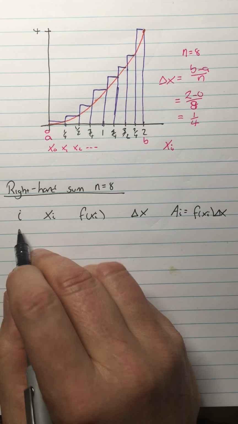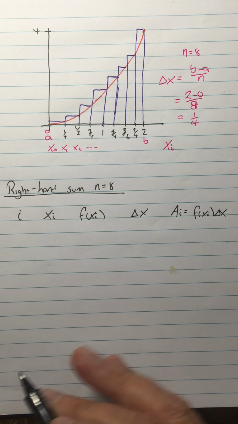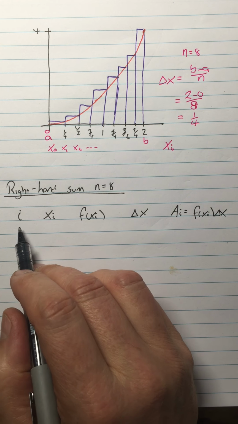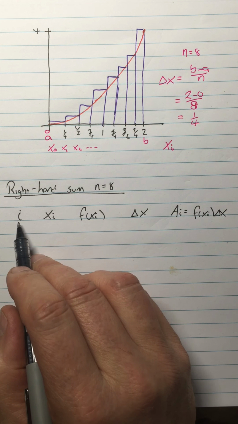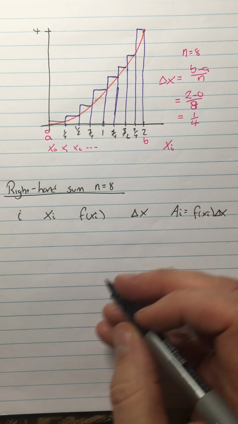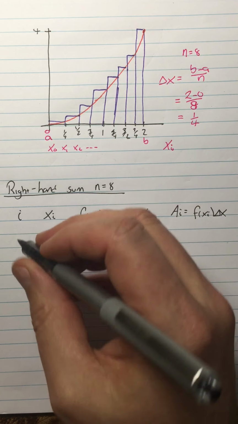Okay, so what we're going to do is we're going to first look at i. Now, you might be familiar with i as square root of -1. In calculus, often the i is not representing square root of -1. You have to look at the context. Here, the i is the index. So it's an index variable. It just says which number triangle am I on, or which number rectangle am I on.